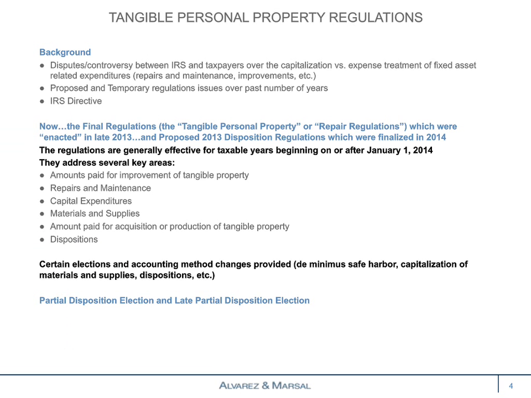With that being said, let's step back for a little bit to talk briefly about the background. In the space of tangible personal property, there's been controversy over many years and dispute between taxpayers and the IRS with respect to what are properly expensed items and properly capitalized items with respect to tangible personal property costs, like, for example, repairs and maintenance, improvements, and so forth. And so several years ago, the Treasury started issuing proposed regulations, and over the years they've issued more and more.